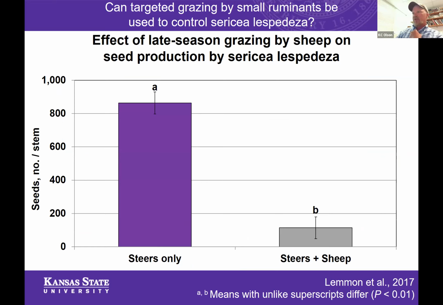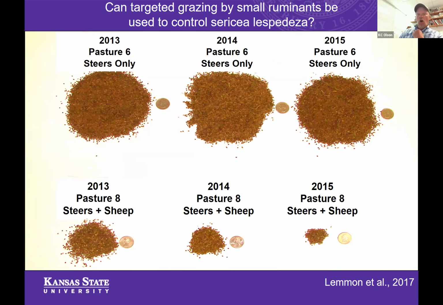We were pretty excited about this result. It had what I'll call a very strong visual effect. And after the first 3 years of the study, you could see the number of robust adult plants was getting visually smaller in the pasture grazed by steers and by sheep.